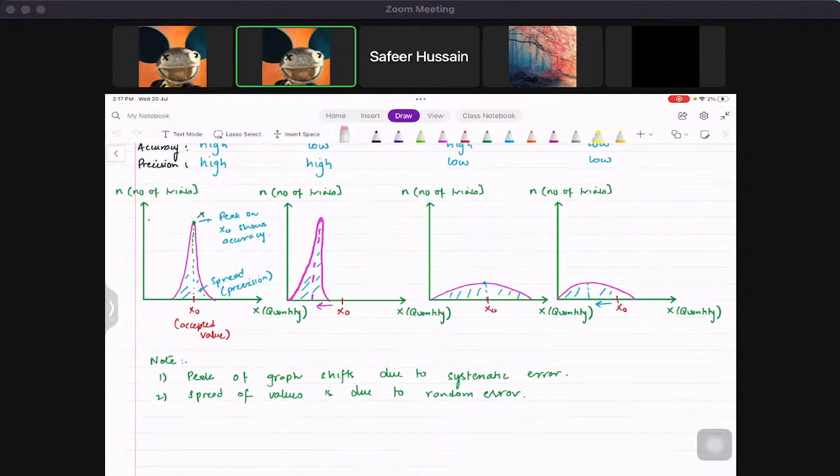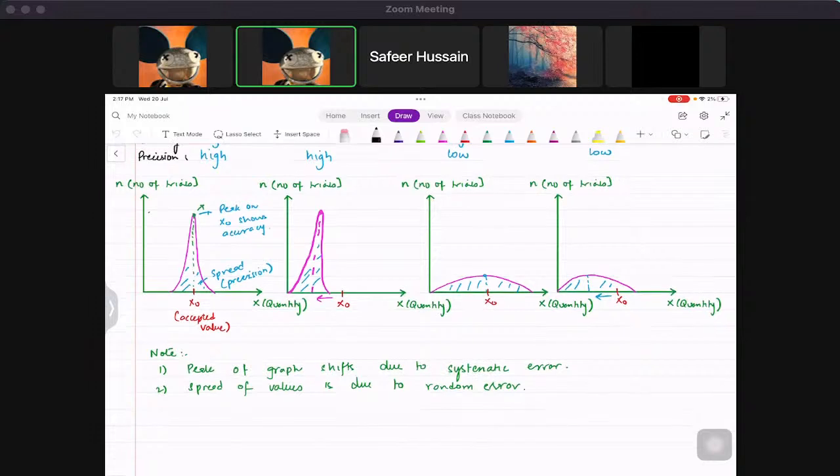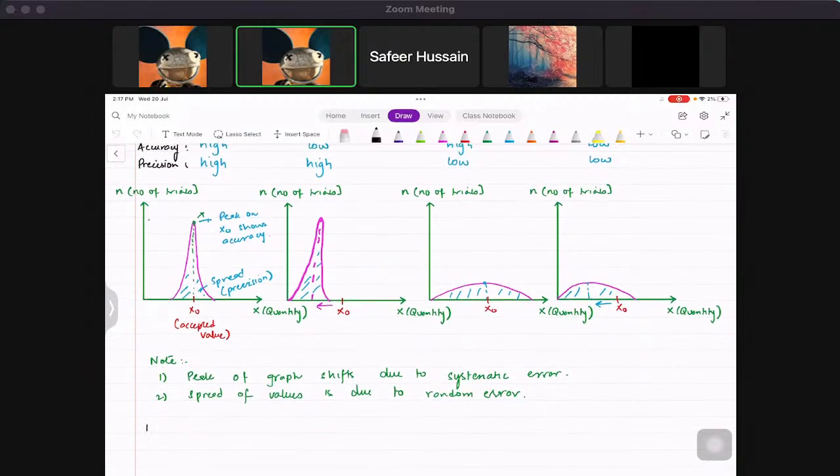So first of all, today, before we go further with this, I would like to introduce some rules that you've got to follow. So the first thing that you need to know are the rules of significant figures. Okay.